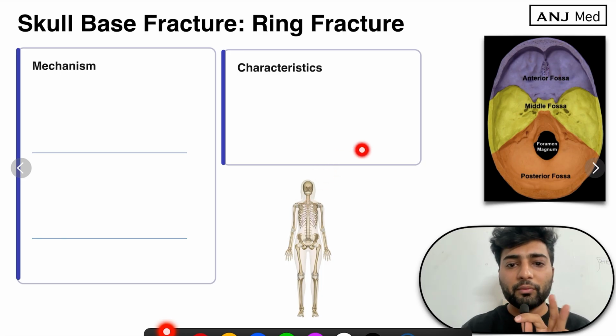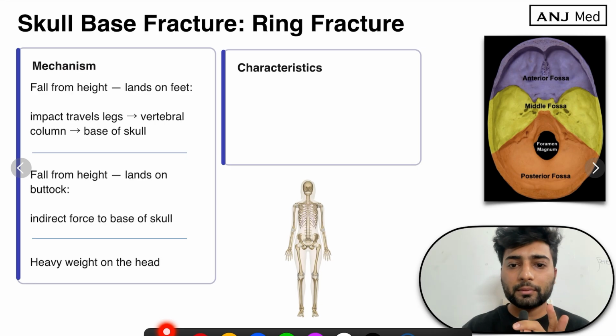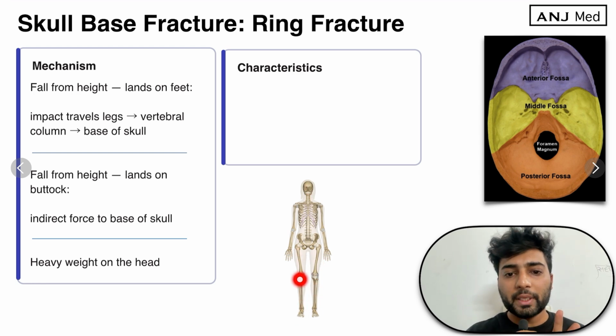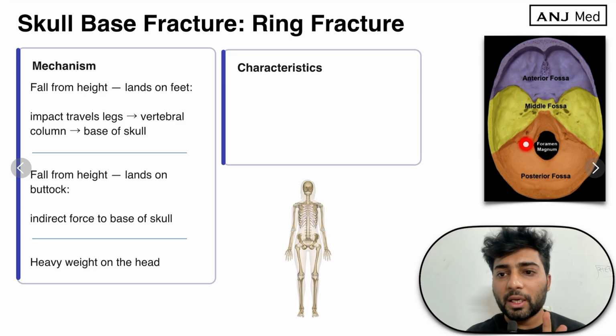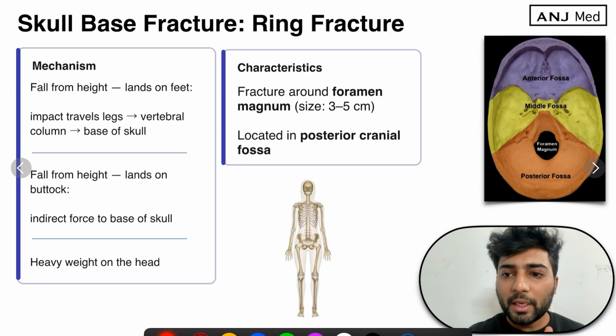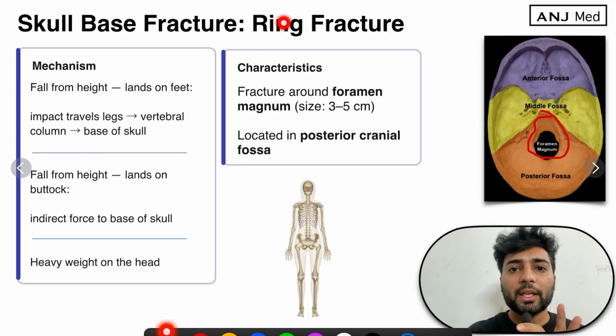Whenever a person falls from a height and lands on feet, or falls from a height and lands on buttocks, the pressure is transmitted from here to the sacrum, to the vertebral column, and to the base of the skull. So the entire pressure that is felt here is going to be transmitted around this foramen magnum. So around the foramen magnum we will have a ring shaped fracture. So this is what a ring fracture is.